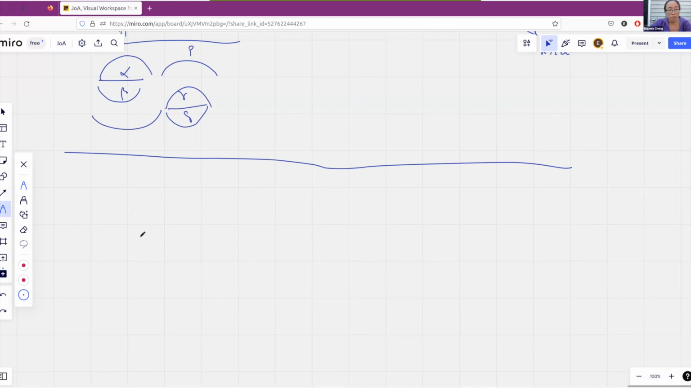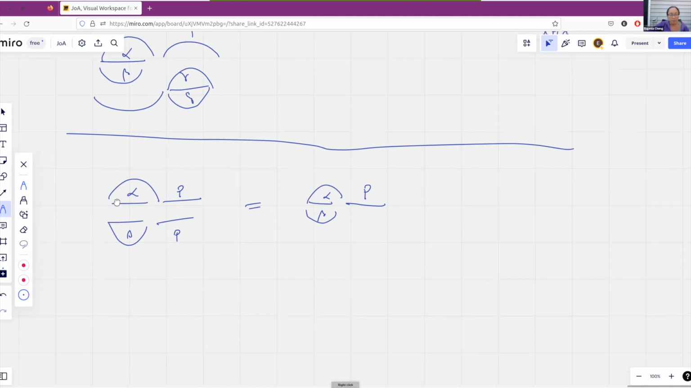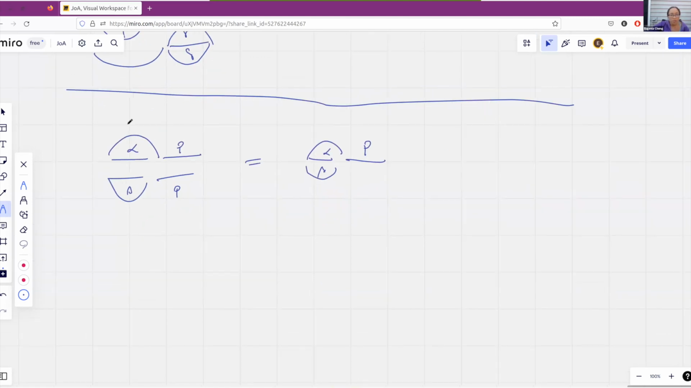So the first one says we've got alpha and P, and we've got beta and P, and we're trying to show that it equals alpha beta composed with P. Okay, so what does this one do? This one says, let's write some things in. This is F, G, and H.